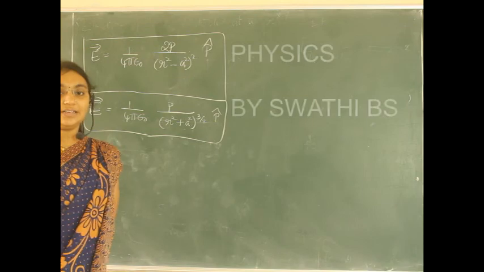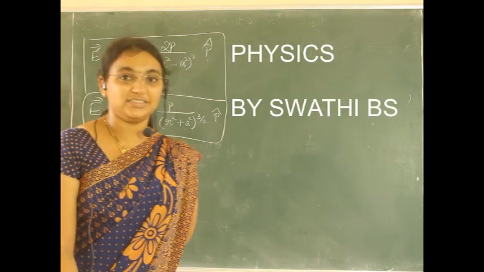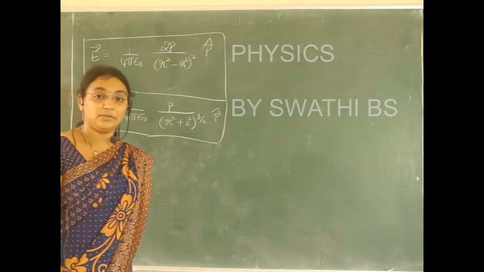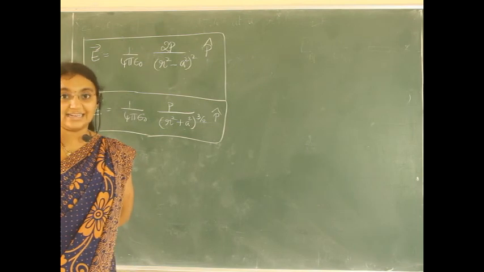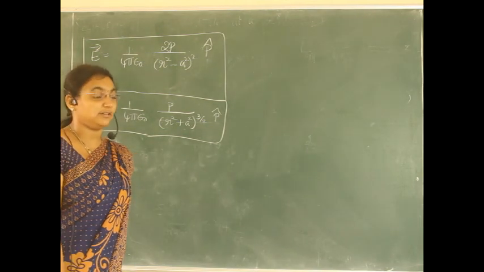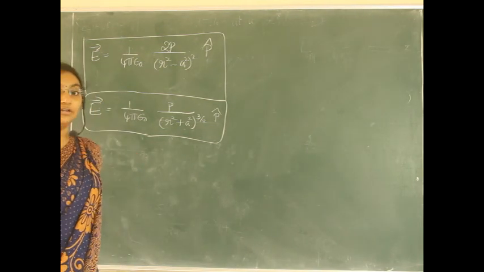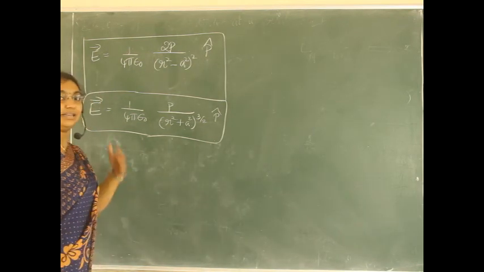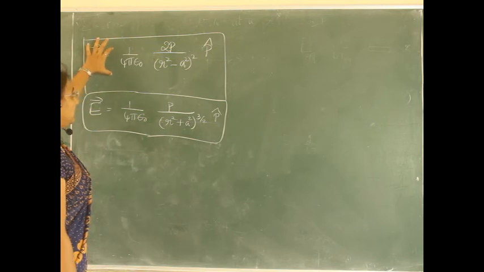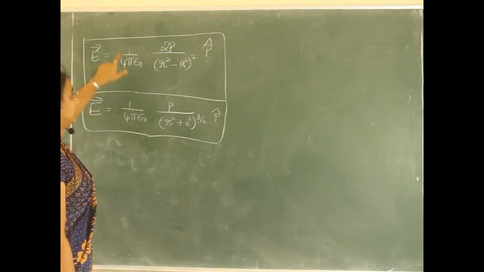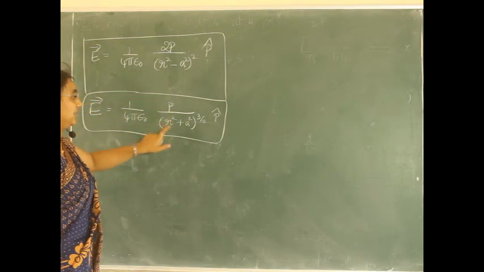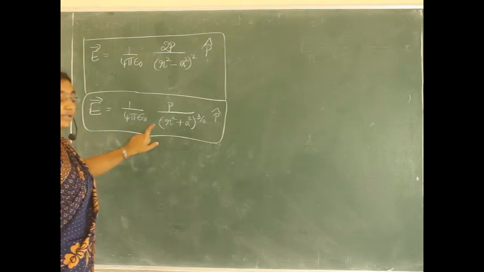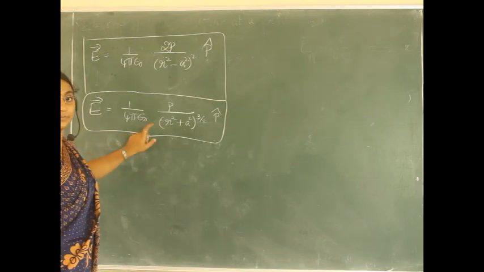So in our previous class we have done two derivations: one, the expression for the electric field along the axial line, and another, the expression for the electric field along the equatorial plane. Now in today's class, just recall once again the expressions we got: the first one, for the axial line, was this one, and then for the equatorial plane, this was the expression.